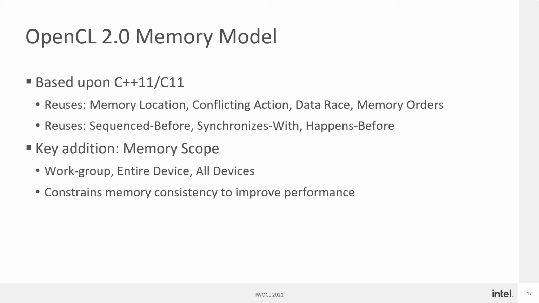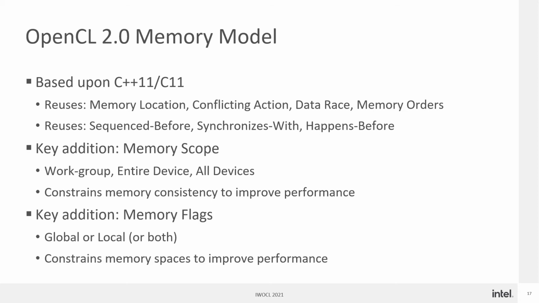One of the key additions in the OpenCL 2.0 memory model is the concept of a memory scope. The memory scope can constrain memory consistency to a subset of the threads or work items to improve performance. For example, it can constrain memory consistency to only the work items in a work group, or the work items executing on the entire device instead of the work items executing on all devices. Another key addition is the concept of memory flags, which can further constrain memory consistency to improve performance. For example, memory consistency can be guaranteed for global memory or local memory, or both if needed.